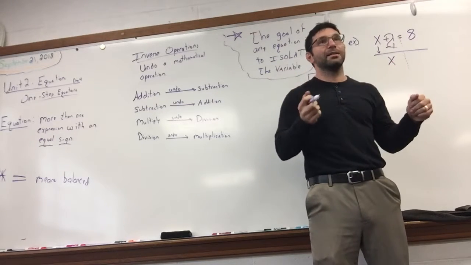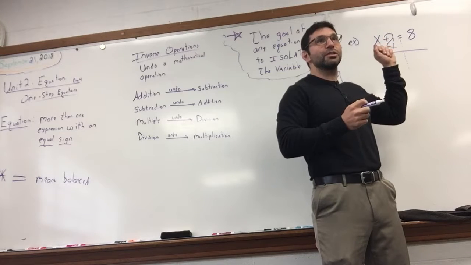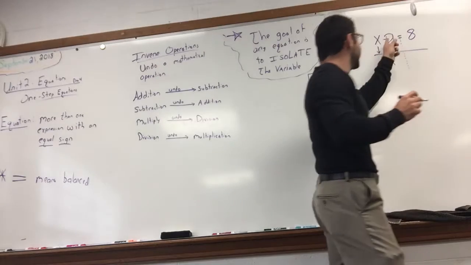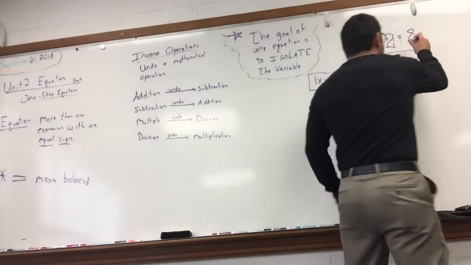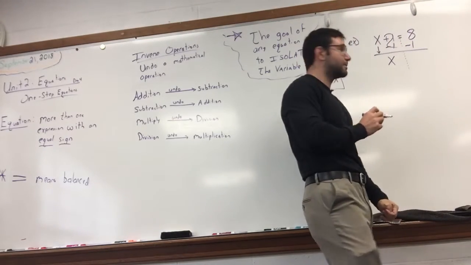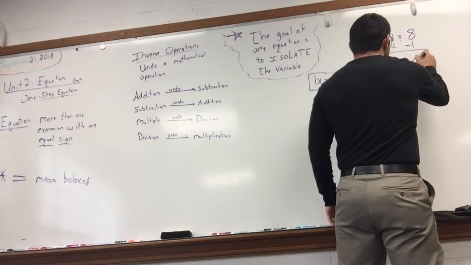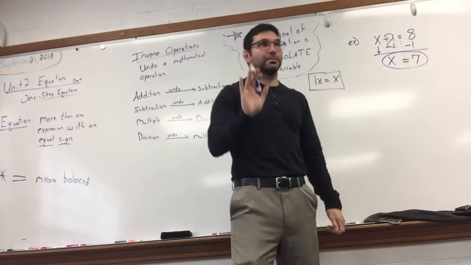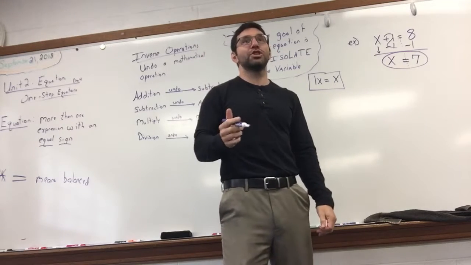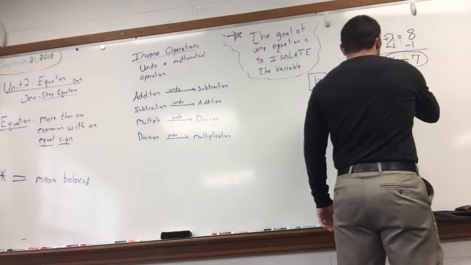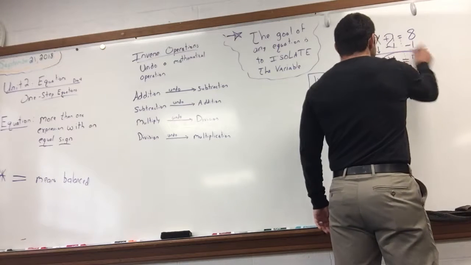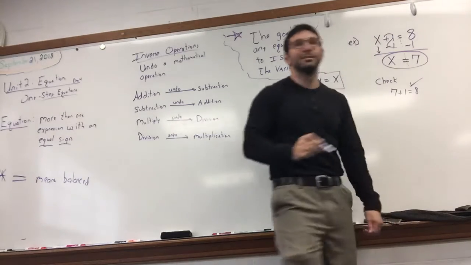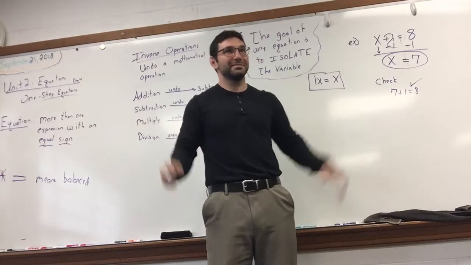So to keep it balanced, I've used the inverse operation on the left side. What do I do to the right? The same thing. If I took away 1 here, I have to take away 1 here. So now I'm going to say x equals 7. There's my answer. Can I always go back and check it? Sure. Check. So x is 7, so I'm going to say 7 plus 1 equals 8. Check. Because 7 plus 1 equals 8.